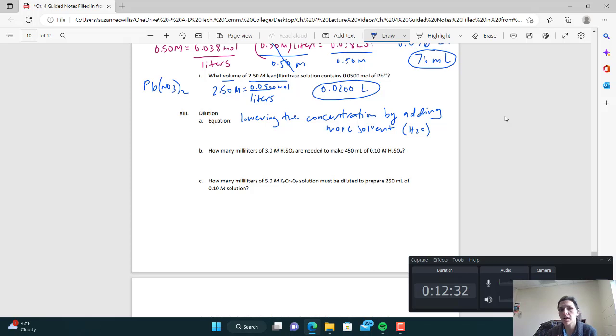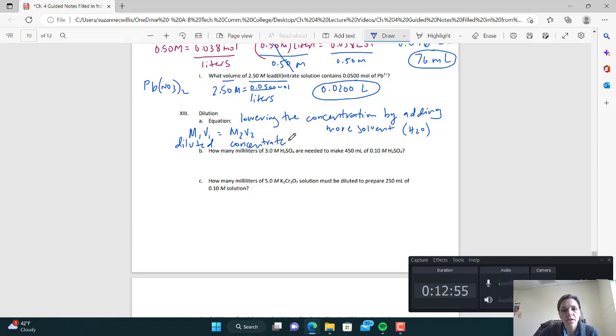So you're not changing solute. You're only changing solvent. You're adding solvent, so the solution volume is getting larger. So the equation for this is M1V1 equals M2V2. What this means is M is for molarity, V is for volume. One side is of the diluted substance and one is of the concentrated.